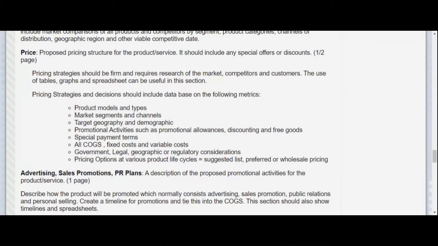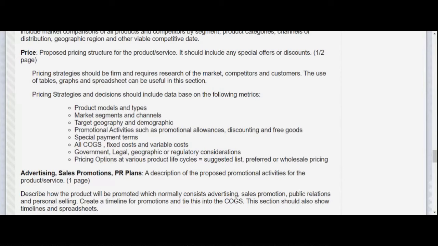If you have an idea of what we call our macro conditions, which are the government, legal, and regulatory issues, you can make note of them here. If you happen to know what your total costs are, your fixed costs and your variable costs, you can do a quick profit formula here. And the profit formula is simple. It's revenue minus total cost equals profit, right? Revenue minus total cost equals profit.